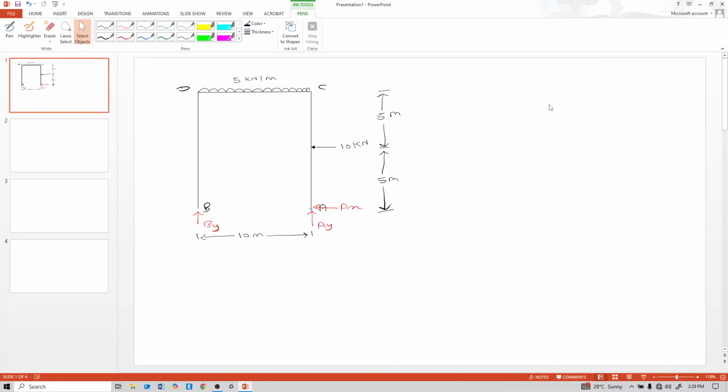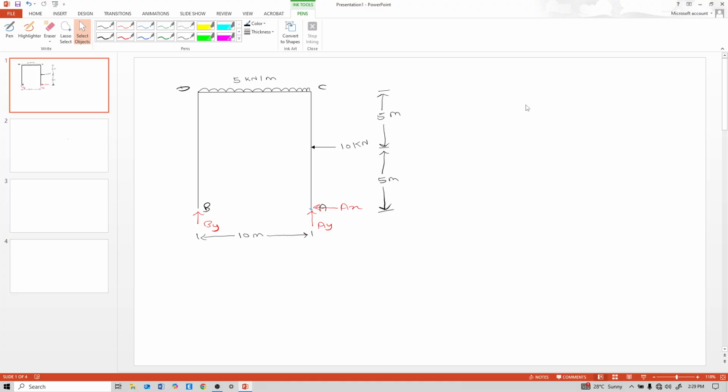Today, in this video lecture, we will see the second numerical on this frame structure, and our objective is to calculate the shear force diagram and bending moment diagram of this frame structure. So, first see and understand this frame.